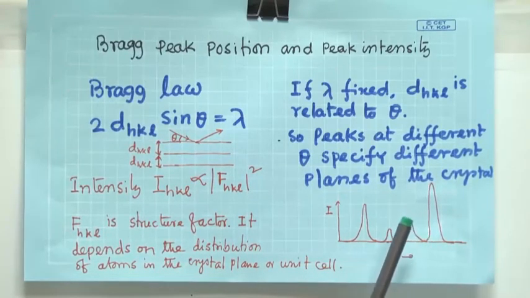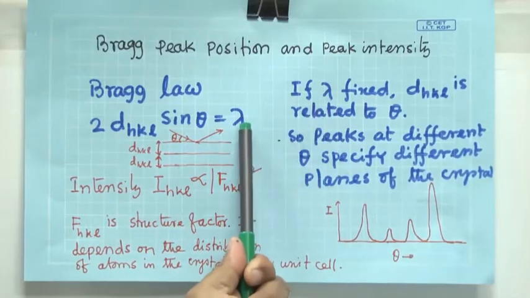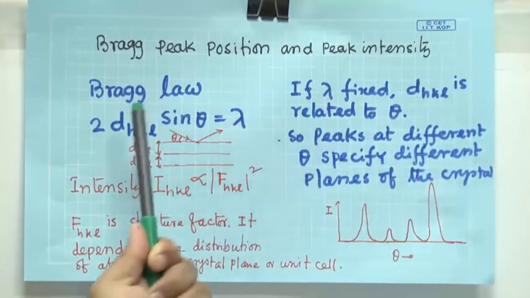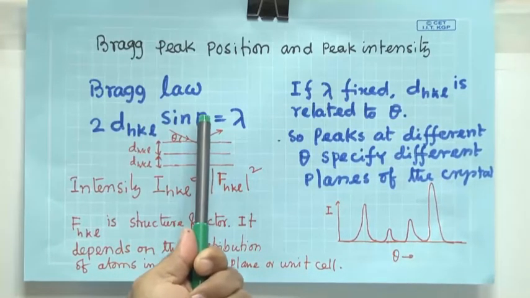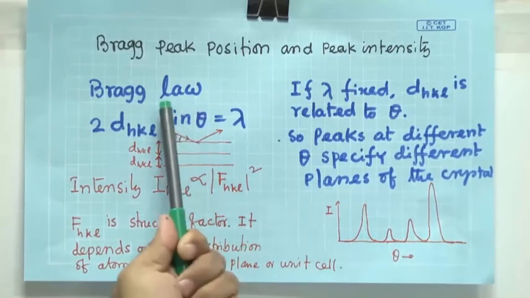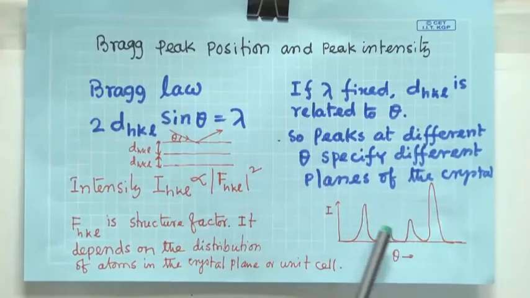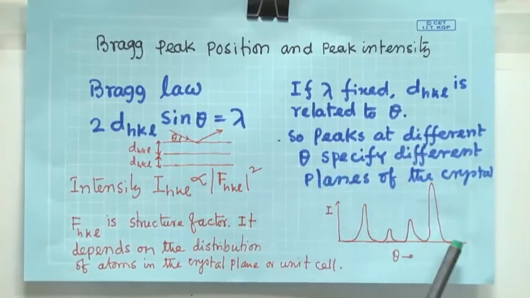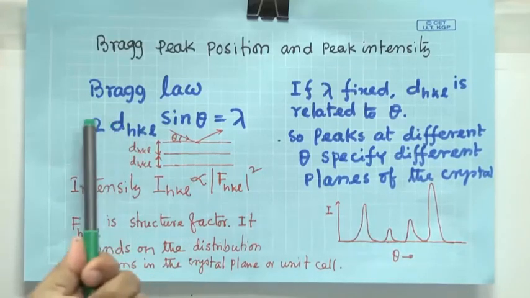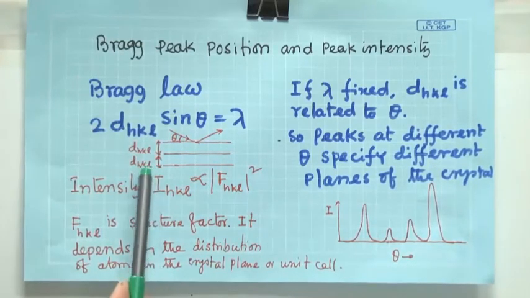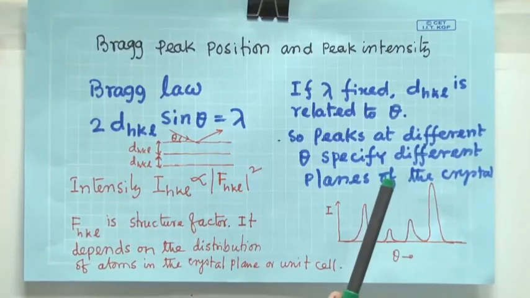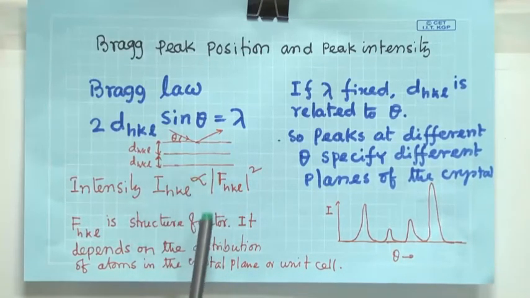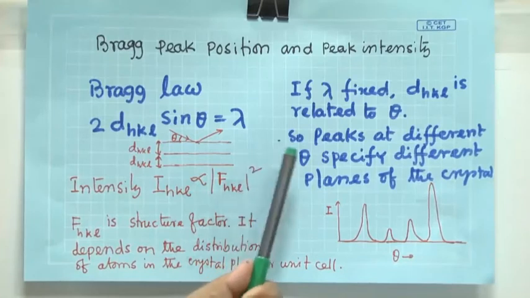So, if lambda is fixed, K alpha, d_hkl is related to theta, right. At different theta you will get different Bragg peaks, which specify different planes of the crystal, as I discussed. Now, the intensity of the Bragg peak is different for different planes. So, intensity will depend on hkl. It is proportional to F_hkl squared.